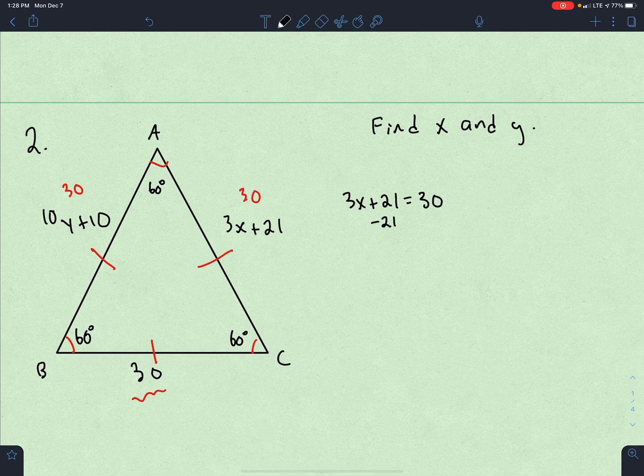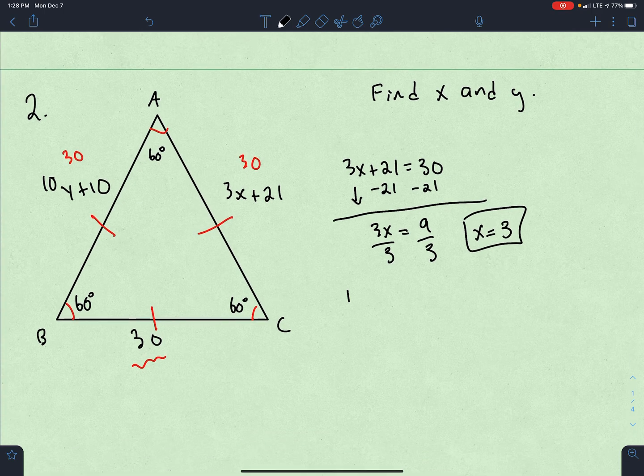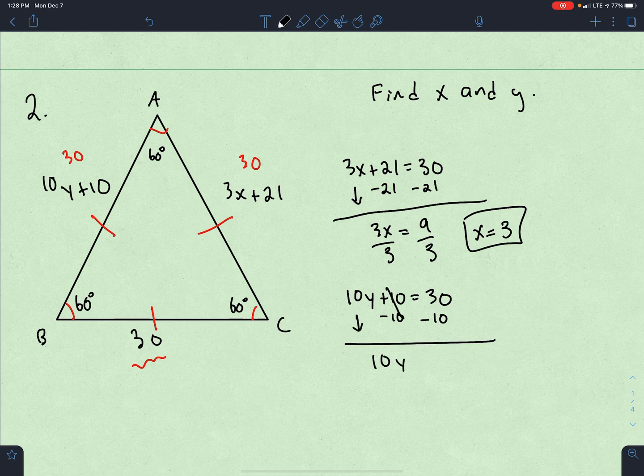So subtract 21 from both sides, and I get 3x is equal to 9. Divide both sides by 3 and I get x is equal to 3. Now, to find out what y is, same thing. I would have 10y plus 10, and I know that has to be equal to 30 because that's what that side has to be. So I'm going to subtract 10 from both sides, and I get 10y is equal to 20. Divide both sides by 10, and I get y is equal to 2.